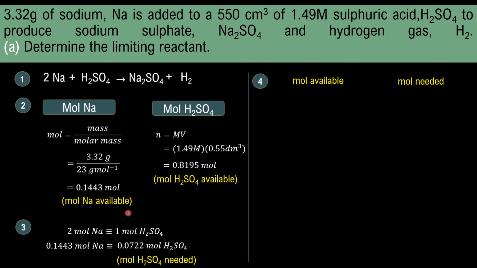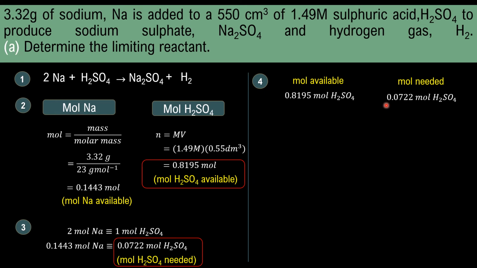Kalau sodium, dia hanya ada mole available sahaja. Mole needed tak ada, so jangan pilih sodium. Kalau H2SO4, dia ada mole needed dan juga mole available. So, bolehlah kita pilih H2SO4 untuk kita compare. Mole available untuk H2SO4 is 0.8195 mole H2SO4. Mole needed for H2SO4 is 0.0722 mole H2SO4. So dekat sini kita nampak mole available for H2SO4 is bigger than mole needed of H2SO4.